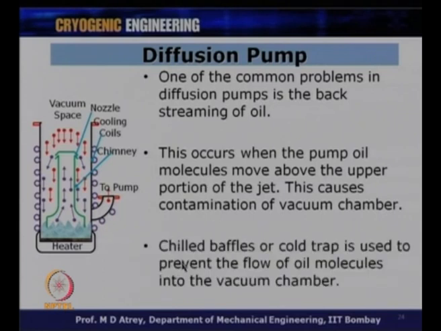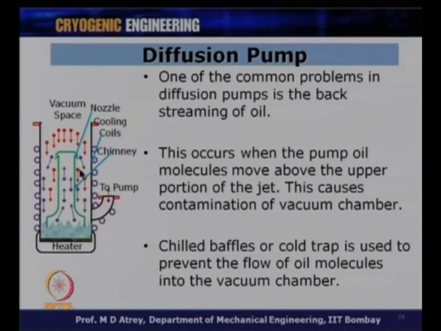Now, this also can be avoided to an extent. One can have some chilled baffles over here, and these baffles are chilled with running water or sometimes using liquid nitrogen. This chilled baffle or cold trap is used to prevent the flow of oil molecules into the vacuum chamber. So, suppose at all oil is traveling, it will get trapped by this cold trap, which is cooled by liquid nitrogen, or chilled baffle, which is cooled by chilled water, and this oil will get condensed over here. This oil vapor, which otherwise would have gone into the system, can get condensed and it will come back over here. So, one can always use a diffusion pump with a cold trap in order to minimize the backstreaming of oil in the system to be vacuumed. Alright. So, there is a disadvantage associated with it.